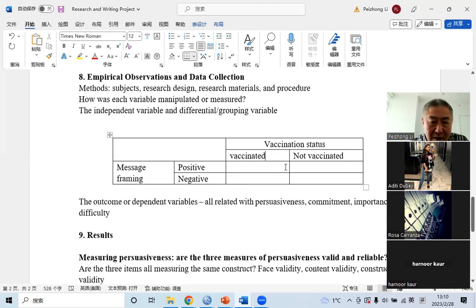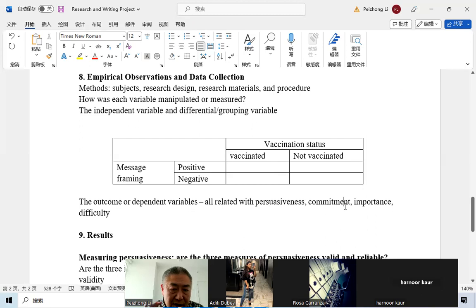And then what are the outcome variables? Outcome variables, you can also call them dependent variables. So the dependent variable, we can call collectively persuasiveness: how persuasive the message is. We measure this variable with 3 self-report items. First, subjects were asked about their commitment, how committed you are in the near future to get vaccinated, importance and difficulty.